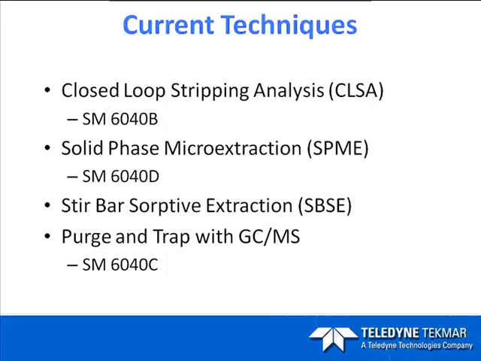If we take a look at some of the current techniques today, I'm going to touch briefly on each one of these techniques and then go into a little bit more detail with regard to the Purge and Trap. The first one is closed loop stripping analysis, or CLSA, that is found in standard method 6040B. Solid phase microextraction, or SPME as most of us know it, is found in standard method 6040D. The stir bar sorptive extraction method, and of course our purge and trap method with GCMS, is found in the standard method 6040C.